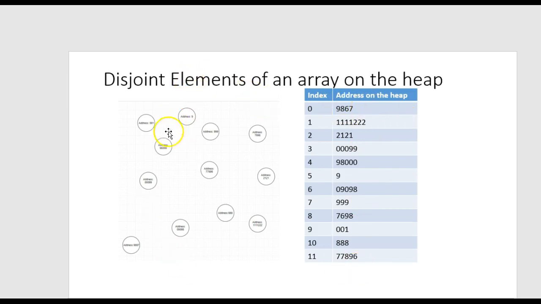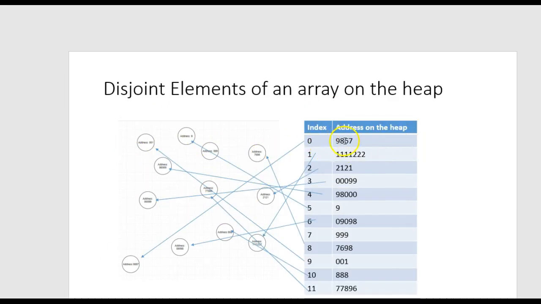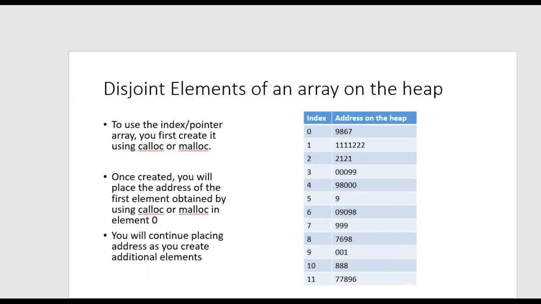Here's all the addresses of each of these nodes. So for example, 9867 points way down here. This guy points over here. This guy points up here, and so on. So it looks like a real mess. But this index table keeps everything straight.